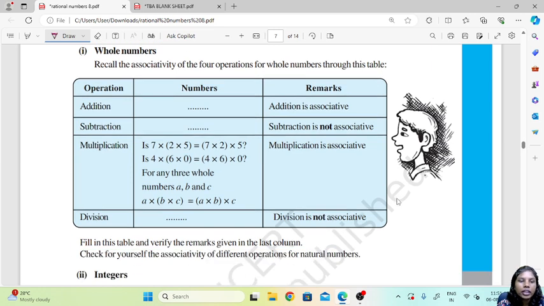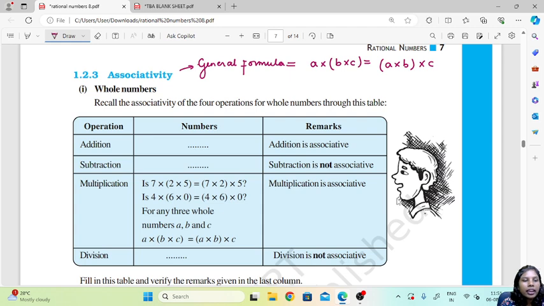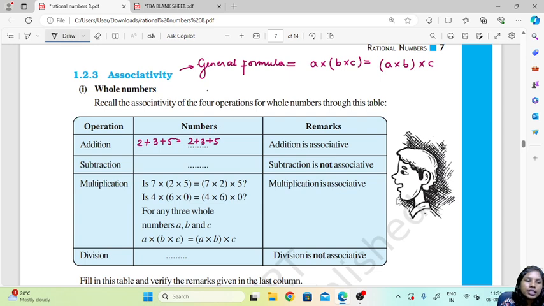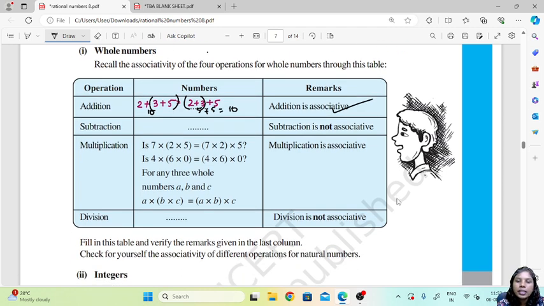So let's try for addition first. Say I have 2 plus (3 plus 5) equals (2 plus 3) plus 5. Here there is no interchanging of numbers that is happening, only the brackets are changing. So in this case the answer would be what? 3 plus 5 is 8, and 2 plus 8 is 10. And here also, if I do this, this will be what? 2 plus 3 is 5, 5 plus 5, that will be equal to again 10. Therefore addition is associative.